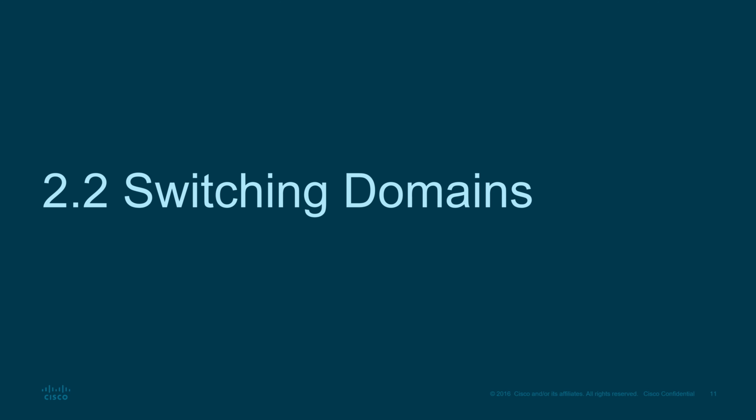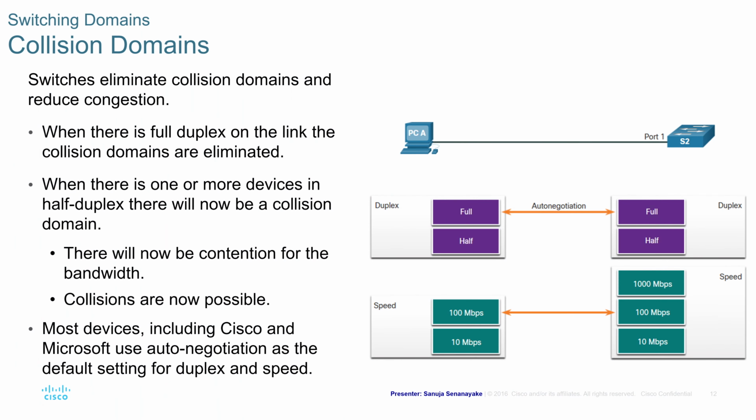Switching domains. Collision domains. Switches eliminate collision domains and reduce congestion. When there is full duplex on the link, the collision domains are eliminated. However, when there is one or more devices in half duplex, there will now be a collision domain. There will now be contention for the bandwidth, and collisions are now possible.